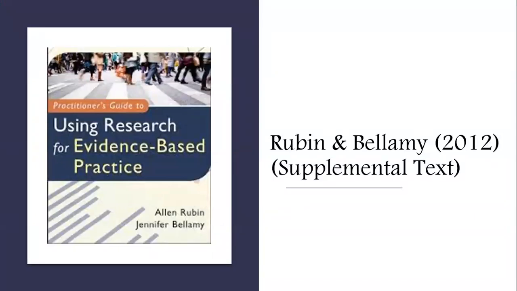What I found with your text, the Rubin and Babbie text, which is the main text for this course, is that it only provides information about the research design itself. It doesn't necessarily provide a great deal of information about how to critically appraise the design. And so I was able to find this text, which is called Practitioner's Guide to Using Research for Evidence-Based Practice. This is an excellent text that I recommend to all of my students as a supplemental text for this course.